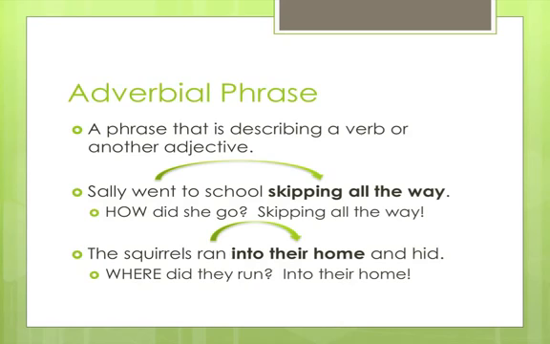Now they could have said she went quickly, using a one-word adverb. She went sadly. She went slowly. Something like that. Those are all one-word adverbs. But for whatever reason, they're using an adverbial phrase. It's describing the verb. How did she go? She went skipping all the way. So it is a gerund phrase because it starts with a gerund, and it is acting like an adverb phrase.